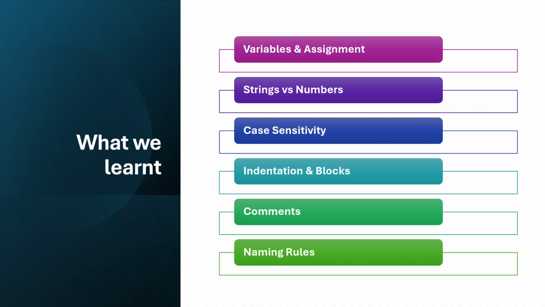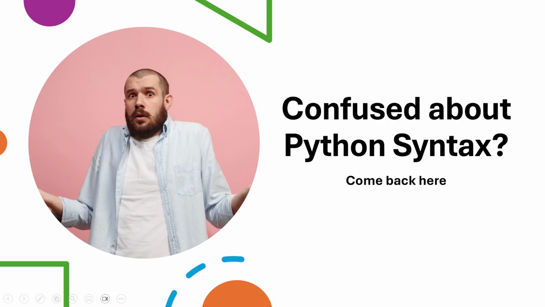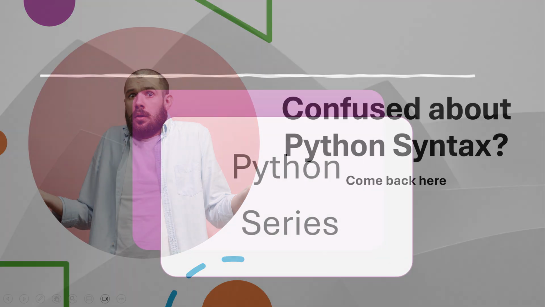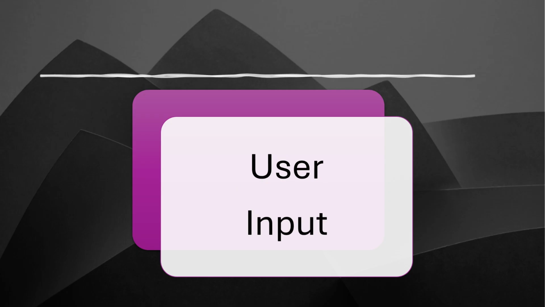And that is it. You now know the basics of Python syntax: variables and assignments, strings versus numbers, case sensitivity, indentation, comments, and naming rules. If something in my other Python videos ever feels confusing, you can always come back here. This is your quick reference guide. Next, we'll keep moving forward with our Python series, where you'll start using user input to make your programs interactive.